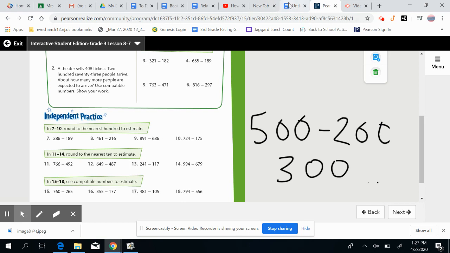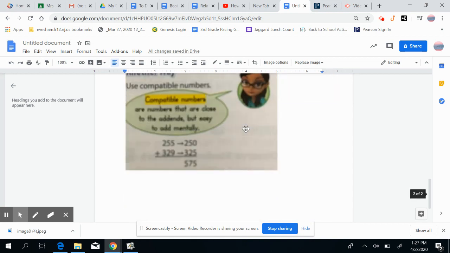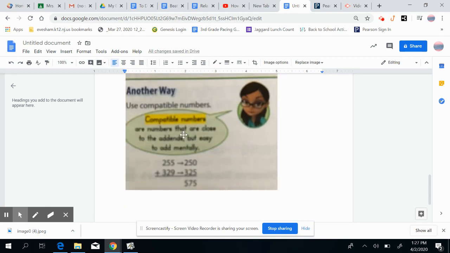I did want to go over something from the last lesson that we didn't really talk about. Sorry, it's a little fuzzy, but this vocabulary term is compatible numbers. What are compatible numbers? Compatible numbers are numbers that are close to the addends but easy to add mentally.